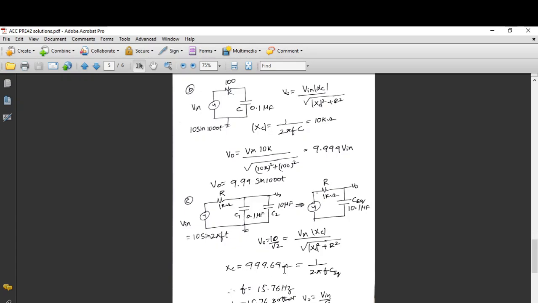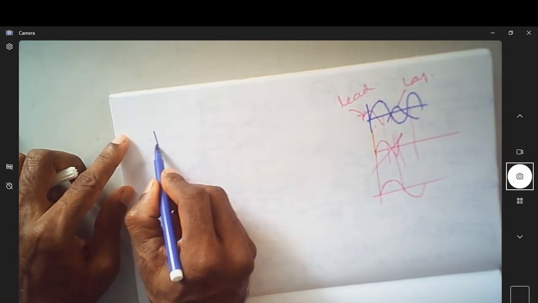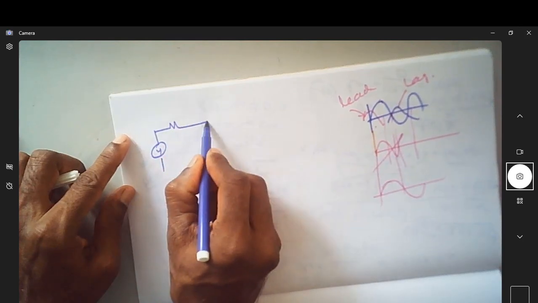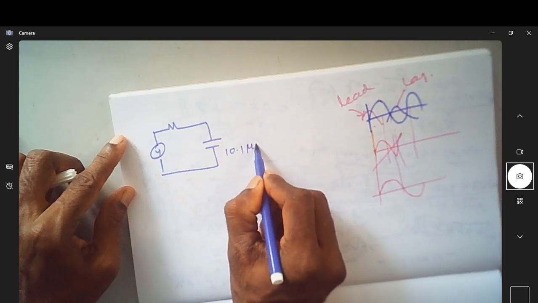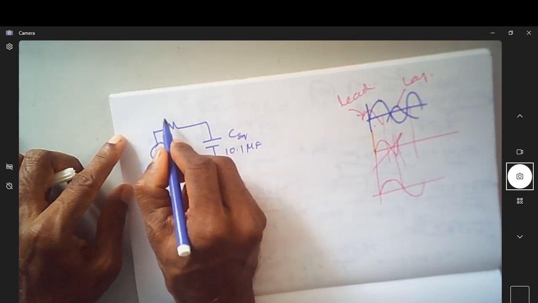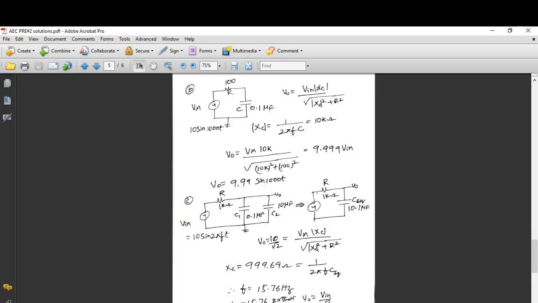Let me also tell you the use of the calculator, how you can effectively use a calculator. So let me go back here. We have this as a circuit. Let me rewrite that. I will write the simplified one, which is 10.1 microfarad. This is C equivalent, and this is the resistance. The resistance was 1 kilo ohm. Let us say this is Vs, which is nothing but V source. This is V0 here.